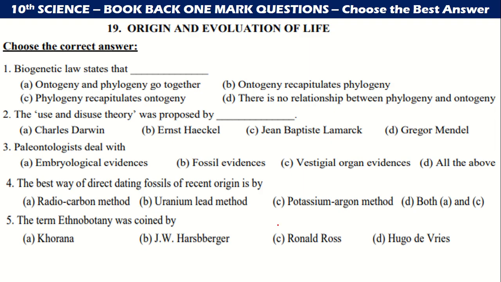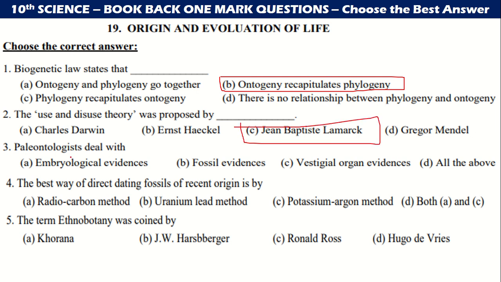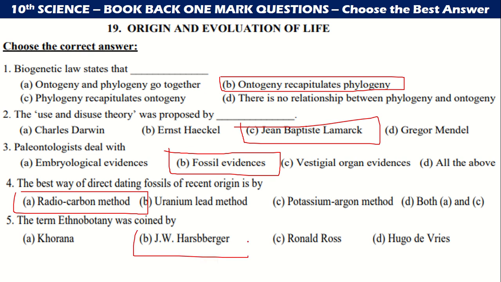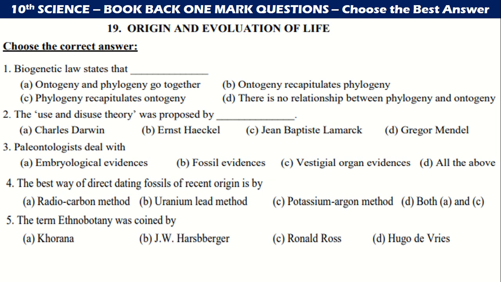The origin and evolution of life. Biogenetic law states that ontogeny recapitulates phylogeny. Then the use and disuse theory was proposed by Jean-Baptiste Lamarck. Paleontologists deal with fossil evidence. The best way of direct dating fossils of recent origin is the radiocarbon method. The term ethnobotany was coined by J.W. Harshberger.